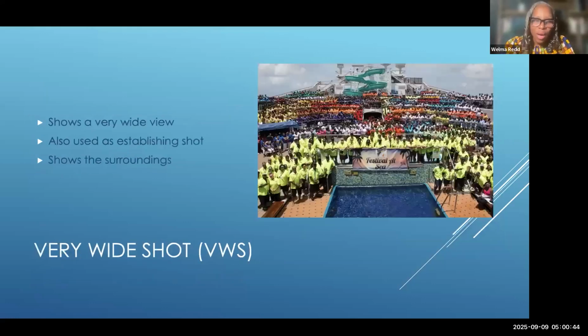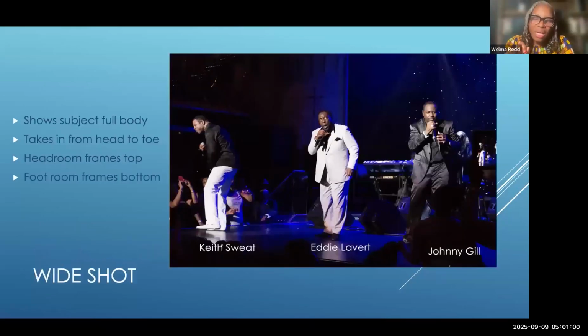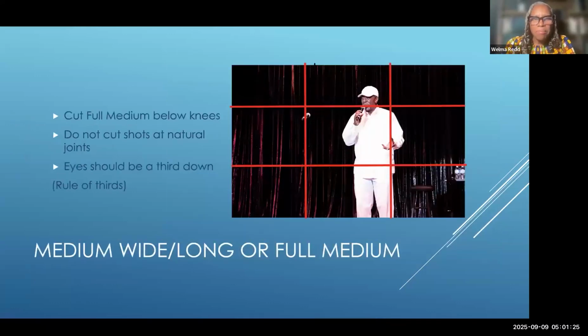This is a very wide shot. This is on the ship. All the passengers and the people who organize the cruise are here. Now, a wide shot includes from head to toe. We do not want to be looking just at the ceiling or just at the floor unless there's something happening there. This is a full medium shot. Remember, do not cut at the knees or the joints. You don't want to cut any shot at the joints.